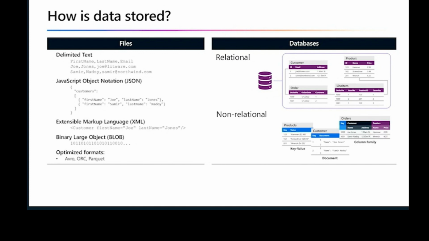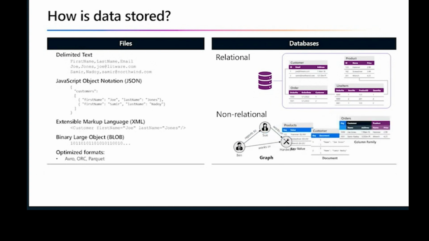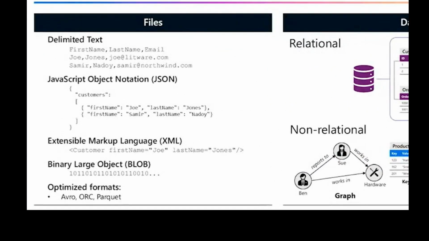Then you have column family databases, where the tabular data has rows and columns, but you can divide them into columns and families. Like you can divide customer as one family and product as another, and they're logically related using the keys. Then you have graph databases, where your entities as nodes are interlinked. Ben works in hardware and reports to Sue. So these are some of the basics about relational and non-relational databases.